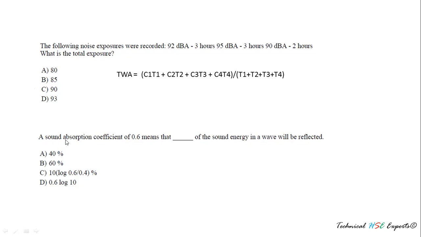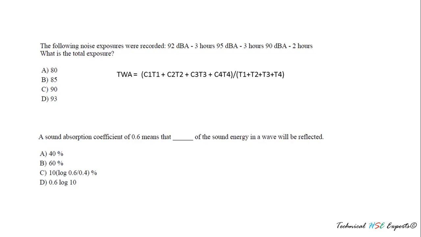See the second question. A sound absorption coefficient of 0.6 means that blank of the sound energy in a wave would be reflected. One of the engineering controls for noise is to use sound absorption material, which we technically call sound attenuation. When we choose those materials to absorb noise, we have to see the technical data about the noise absorption coefficient value for the particular material. Normally, it varies from 0 to 1.